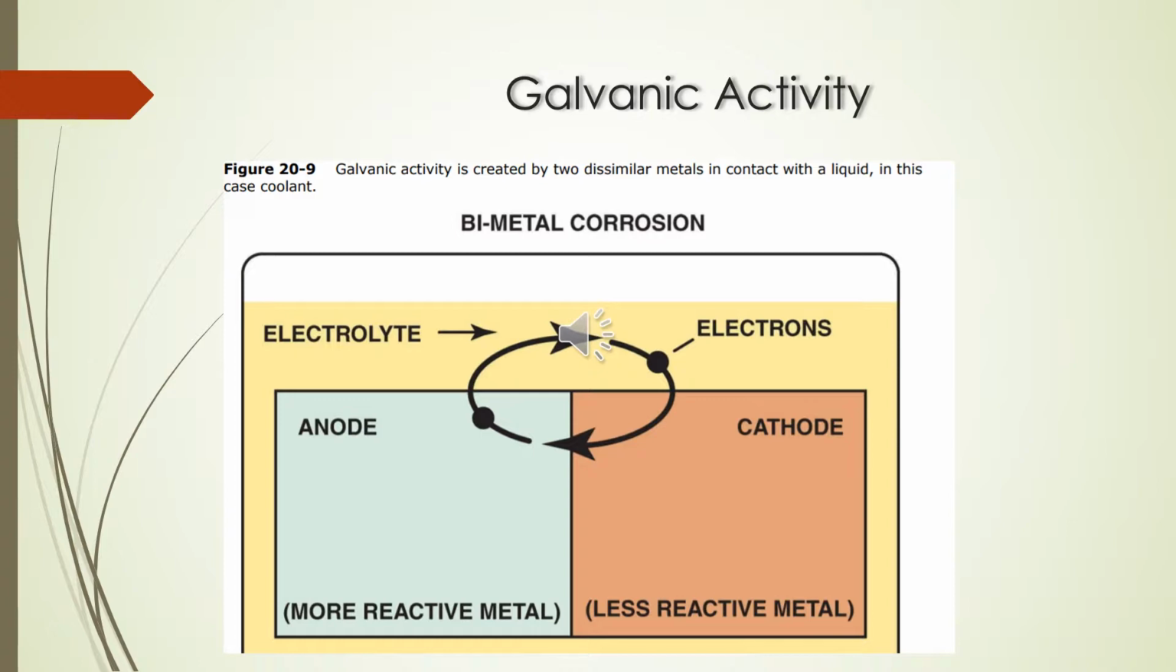This diagram shows a good example of a galvanic cell. Galvanic activity is created by two dissimilar metals in contact with a liquid. In our case, it will be the coolant. A galvanic cell converts chemical energy into electrical energy. And here the redox reaction is a spontaneous reaction. The anode is the more reactive metal and the cathode is the less reactive metal.